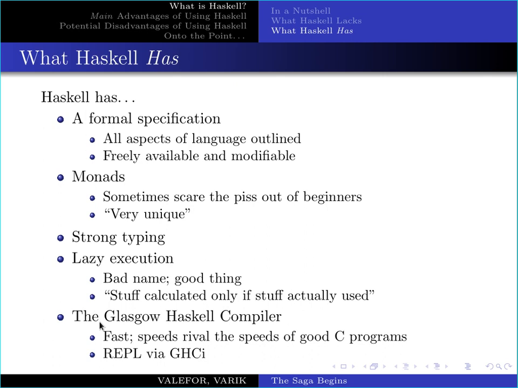We also have a damn good compiler in the form of the Glasgow Haskell compiler. I say it's damn good because it is ludicrously fast, at least for such a high-level language. The speeds of the Glasgow Haskell compiler's output often rival the speeds of Clang's output, where Clang is a very minimal C compiler.